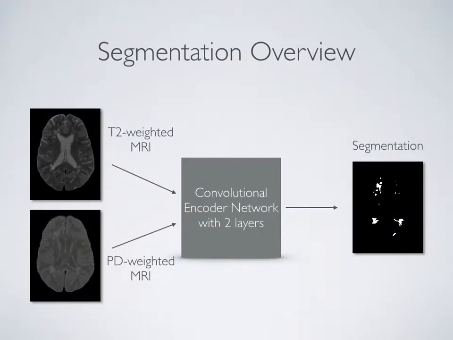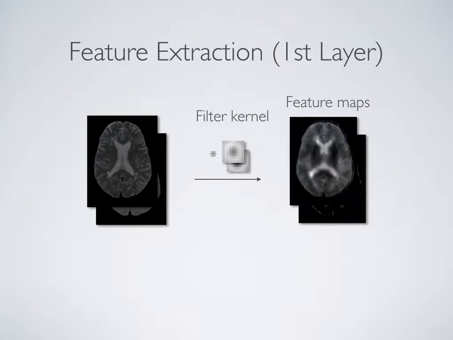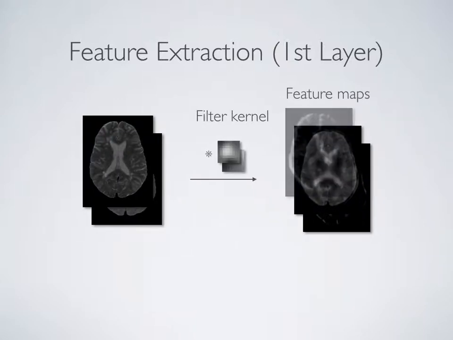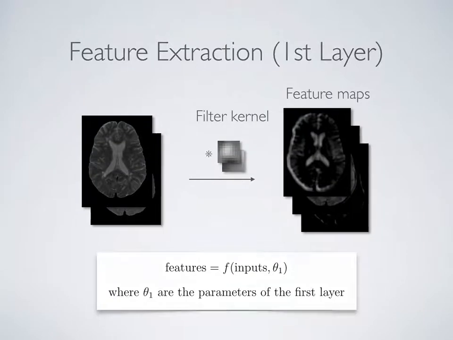Our model is a two-layer convolutional encoder network, which takes images of different modalities as input and directly calculates the final segmentation. The first layer of the model performs feature extraction by convolving the input images with a set of convolutional filter kernels. The first layer is formalized as a function that maps input images and filter kernels to feature maps.